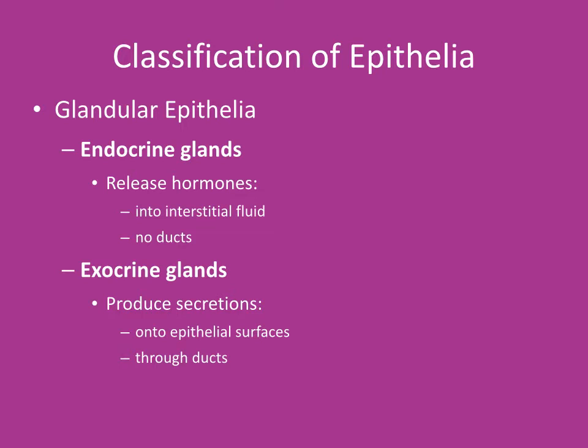On the other hand, exocrine glands are glands that secrete into a duct. Now, a perfect example of that is the submandibular glands that live right down here below your cheek.